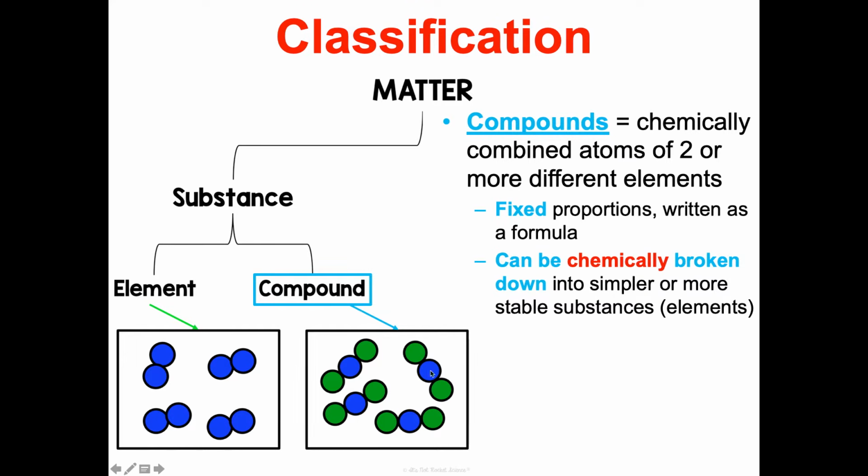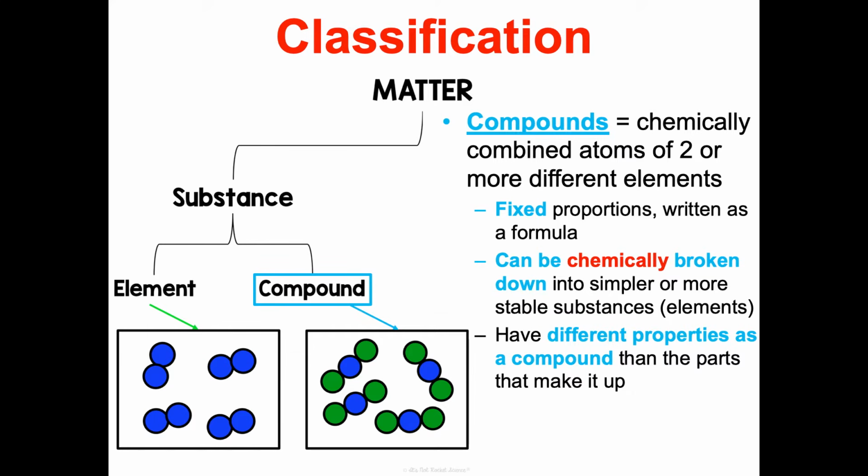We can break them down into simpler substances. We can break them down into elements, but it's a chemical process. It's not like you just pull apart with your hands. You have to do a chemical reaction to break it down further. And because it's a chemical bond, there's different properties as a compound than the parts that make it up.